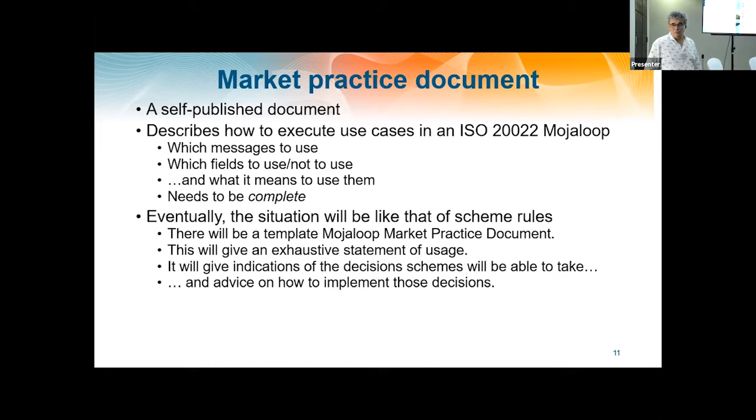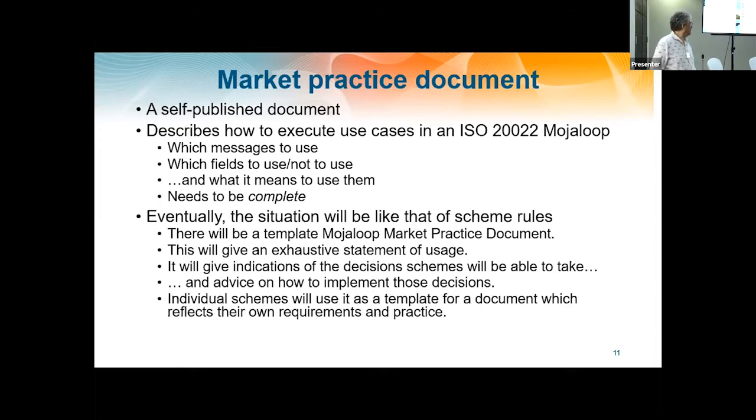So it will, we hope, say things like, if you intend to support third-party payment initiation, these are the sorts of messages you will use, and this is how to use them. If you don't, then you can omit this section entirely. So individual schemes, we think, will use it as a template for a document that can reflect their own requirements and their own practice.